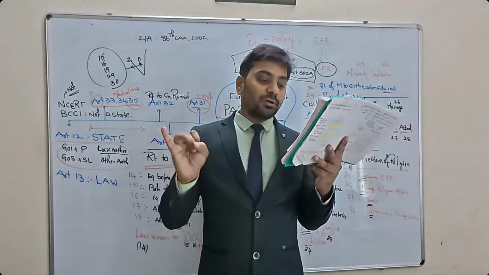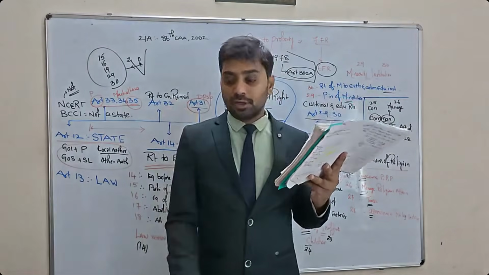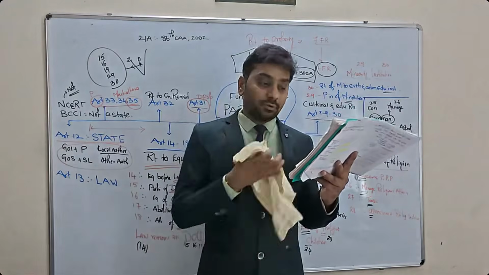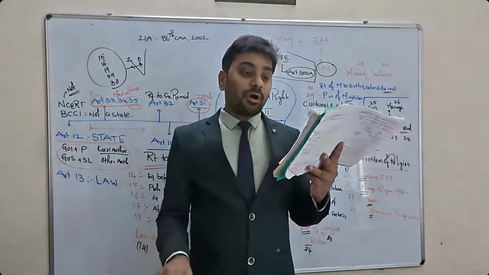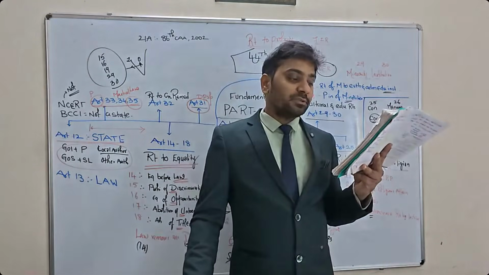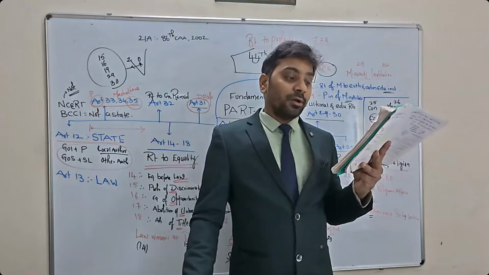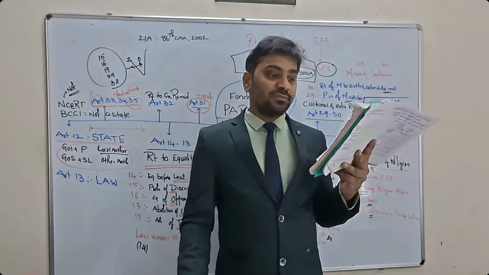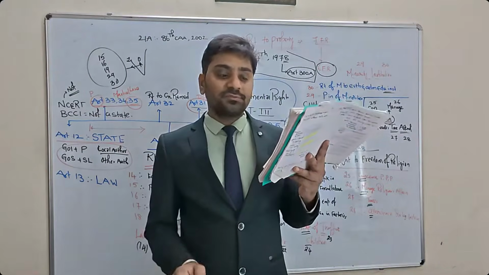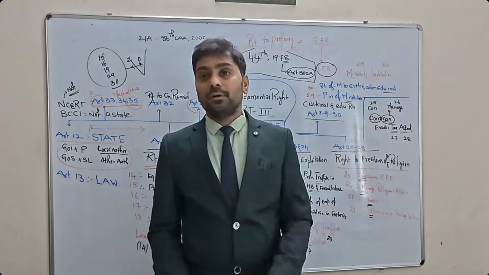Article 13 has clause 1, clause 2, clause 3, clause 4. Clause 1 says: all the laws in force in the territory of India immediately before the commencement of this Constitution, in so far as they are inconsistent with the provisions of this Part, shall, to the extent of such inconsistency, be void. Now what does this mean?